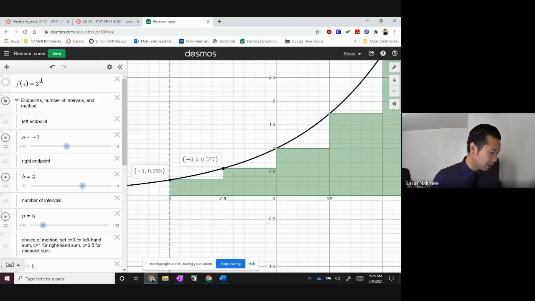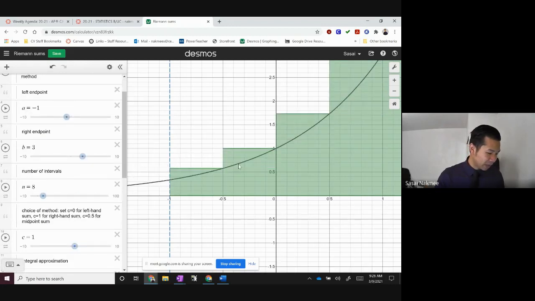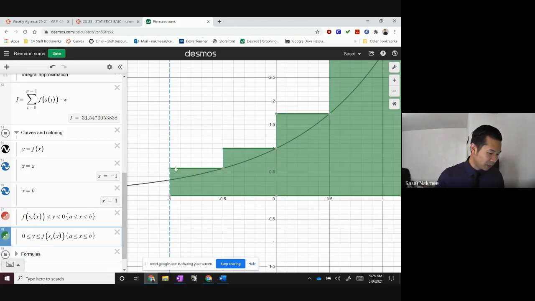We're just plugging in the value of x into here, and what makes LRAM, RRAM, and MRAM difficult for some students is understanding where to get those x values, because these x values change. If you're doing RRAM, the right-handed rule, the height of this first rectangle is where the right value is for the first x mark.